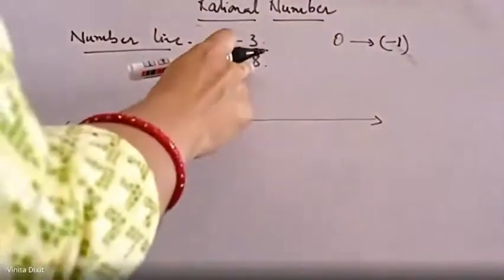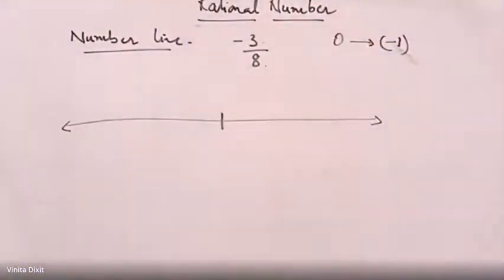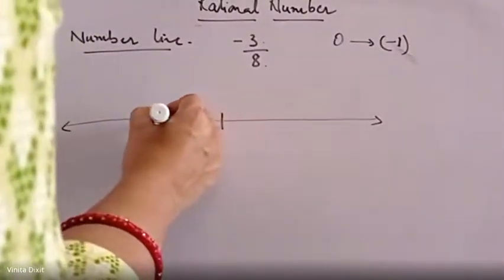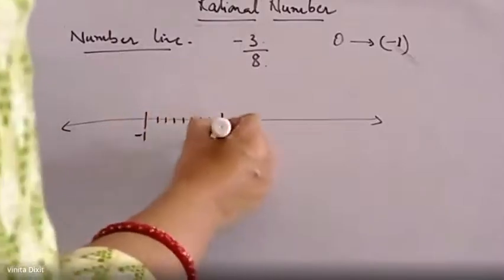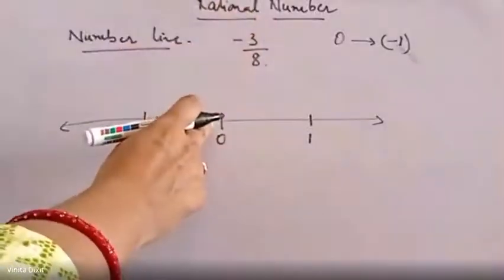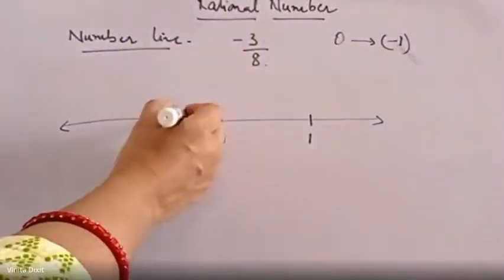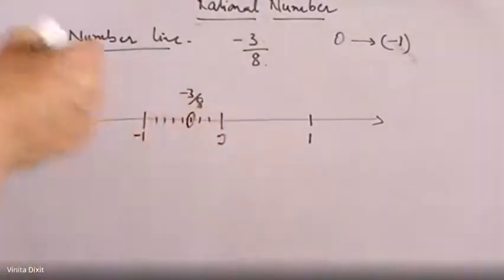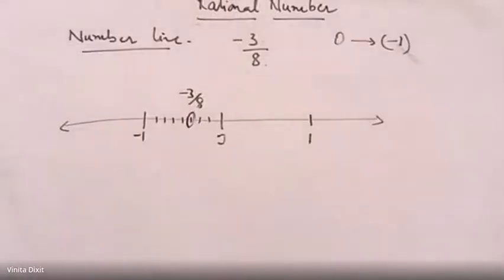Okay. Now, how many parts you have to make between 0 and minus 1? You have to make 8 parts. 1, 2, 3, 4, 5, 6, 7 and 8. This is minus 1. This is 1. And which part you will mark? You will mark the third one. 1, 2 and 3. So this is minus 3 by 8. Okay. So this is how we represent numbers on number line.